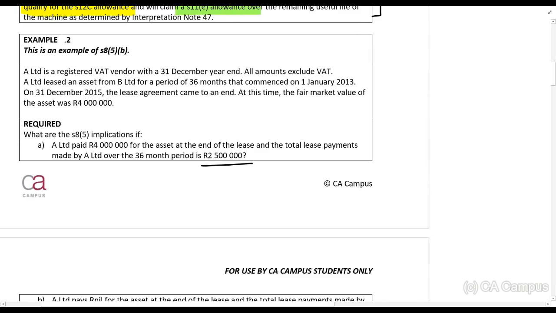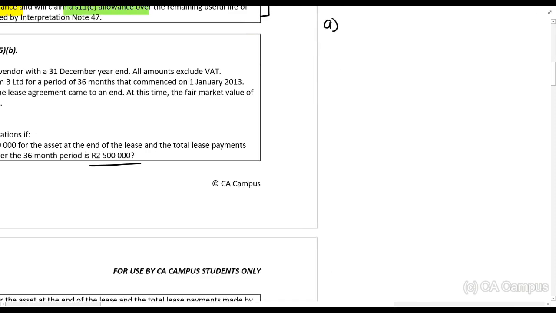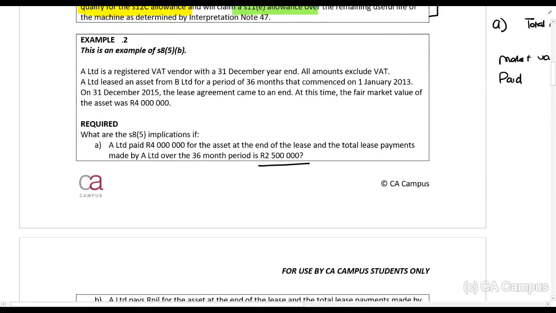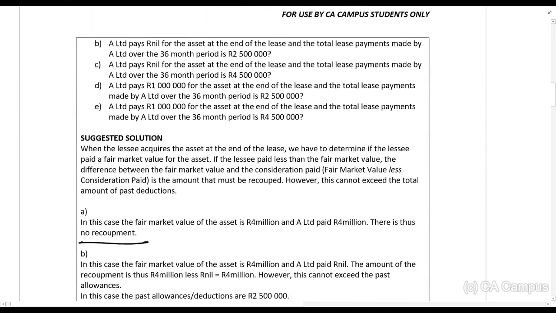Okay, so just to show you again, you can always use our approach. We say, well, you must just know what the total deductions are. Total deductions, 2.5 million rands. Right, then the benefit that you've received. The market value of the asset is 4 million rands. Right, how much did you pay for it? 4 million rands. So what benefit did you get? Nil. So if there's no benefit for you, then there will be no lease recoupment. So this is arm's length, so there's no recoupment.